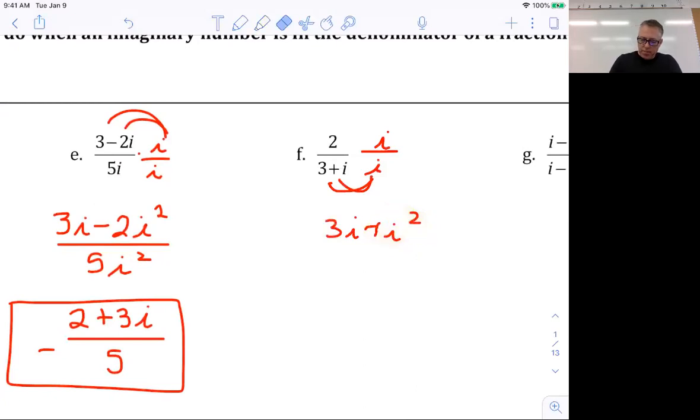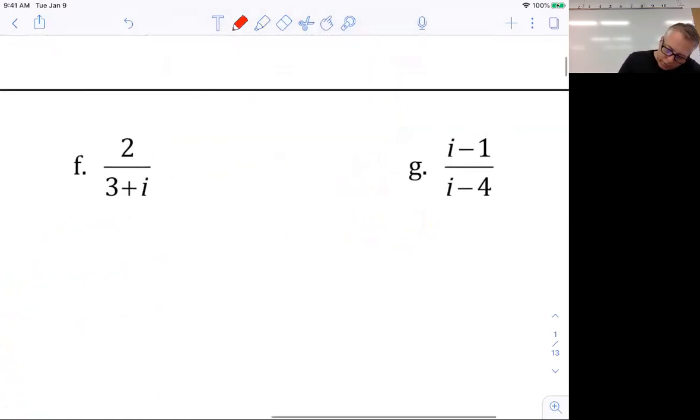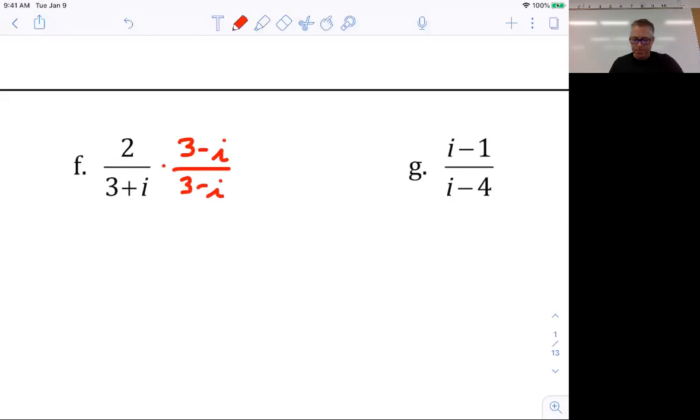So if I have a plus or minus situation on the bottom, if I'm adding or subtracting, I can't just multiply by i. What I need to do is multiply by what's called the complex conjugate. That's a really fancy way of saying rewrite this number, but change that sign. If it's a minus, make it a plus. If it's a plus, make it a minus. So the complex conjugate for here is 3 minus i. I'm going to do that on the top and the bottom.